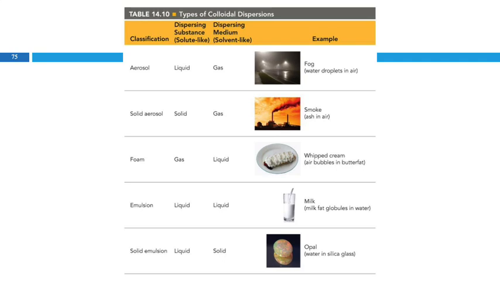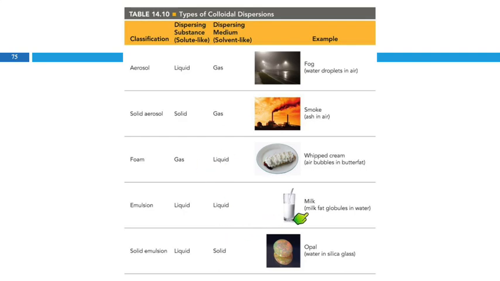There are a lot of different colloidal dispersions. Here's one we've all experienced, fog, right? That's a dispersion of water droplets in the air. The water droplets are large enough that they affect the light, but they're small enough that they don't fall down like rain. Smoke is a solid dispersed in a gas. Whipped cream, yum, looking forward to having some of that on my pumpkin pie tomorrow. That's a gas, air bubbles, dispersed in a liquid, butterfat.